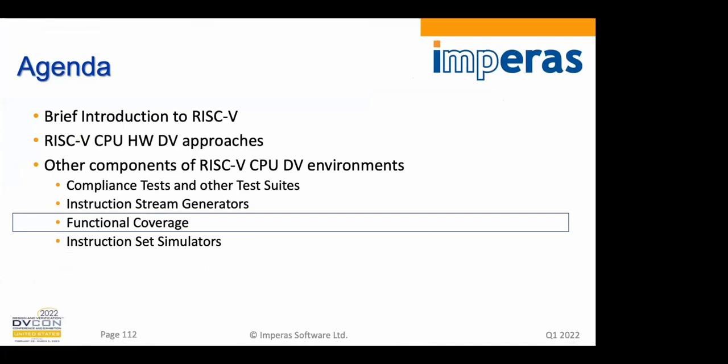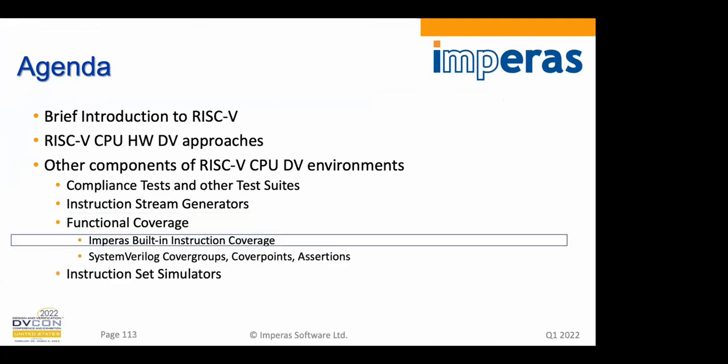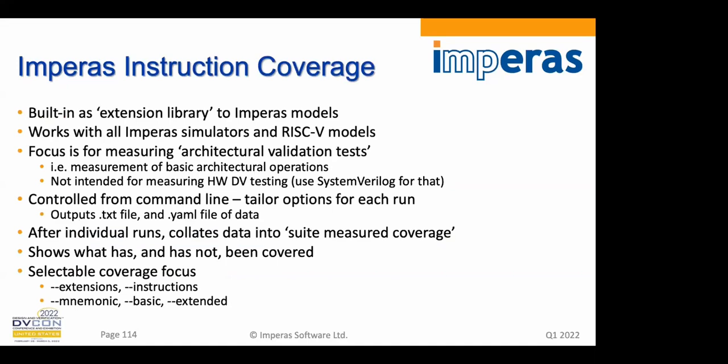Another component of the RISC-V processor DV environment is functional coverage, and that's what we're going to talk about now. There's two types of coverage I'm going to talk about. First is the Imperas built-in instruction coverage, and then some SystemVerilog functional coverage. So Imperas instruction coverage is built in as an extension library to the Imperas models and simulators. It works with all of the simulators, including the free RISC-V OVPsim Plus, which we've shown, and I'll show you again in a minute.